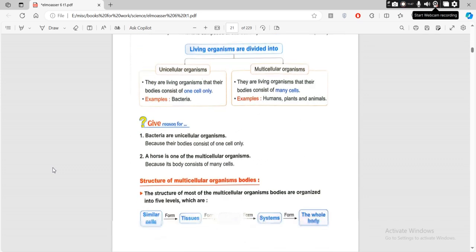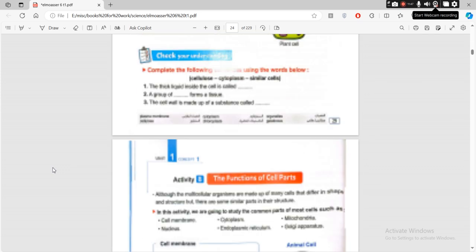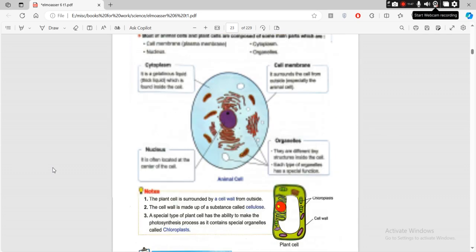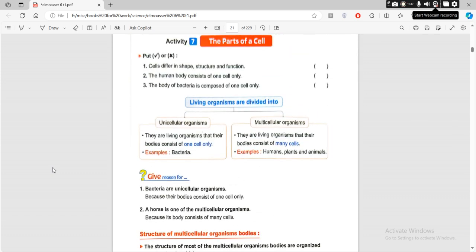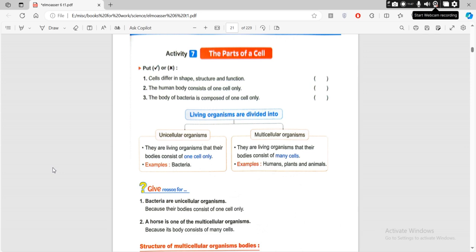Now in lesson 3, we are going to discuss the cell parts. We're going to discuss the structure of the animal cell and the structure of the plant cell in the next lesson. So we are going to keep this for the next video.